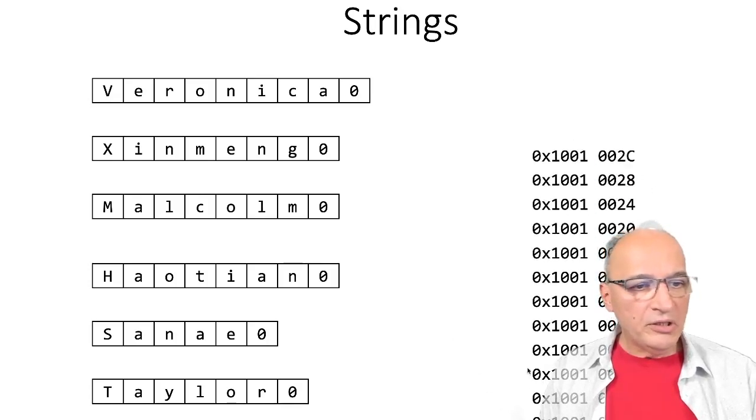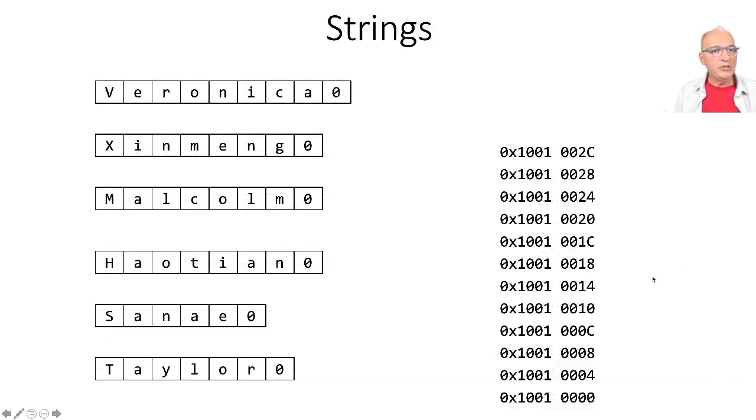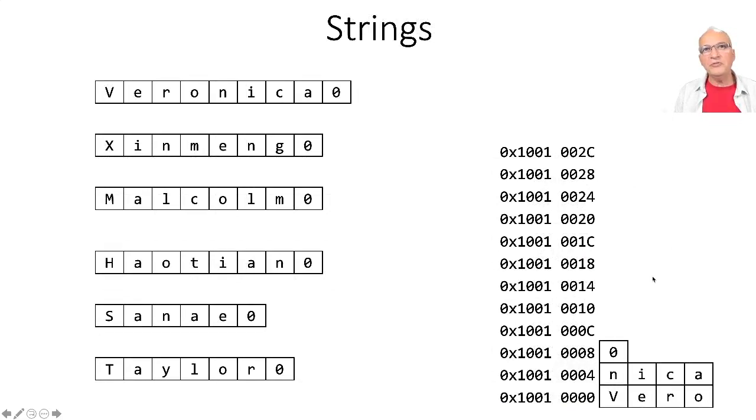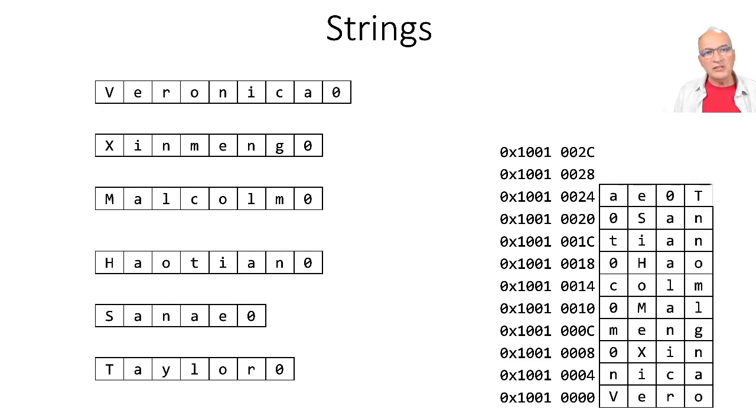In order to store these strings in memory, I'm going to need some memory. So here, let's build some memory. And each character of a string is a single byte. I'm going to store these strings in memory one after the other. So I have the name of Veronica with the null termination. Next, I have Shinman, and then I have Malcolm, and so on. So all my strings, all my name of students will simply be stored in memory sequentially like this.